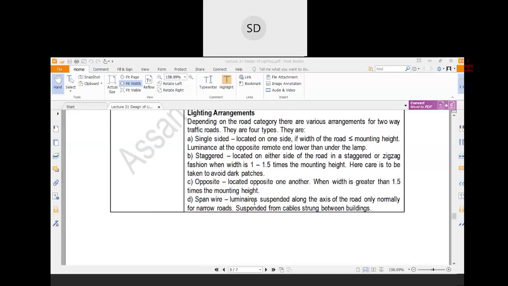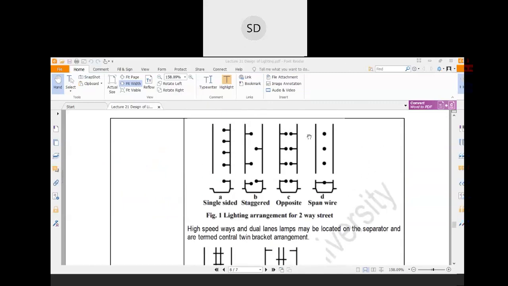Then span wire: luminaires suspended along the axis of the road, normally only for narrow roads, suspended from cables strung between the buildings. How does it look? Suppose one narrow road is there, and some buildings are adjacent to it. Some wire would be suspended from the buildings and a road light would be suspended from the wire, which will hang over the road surface. This is called span wire. So these are the different types: single side, staggered, opposite, span wire.